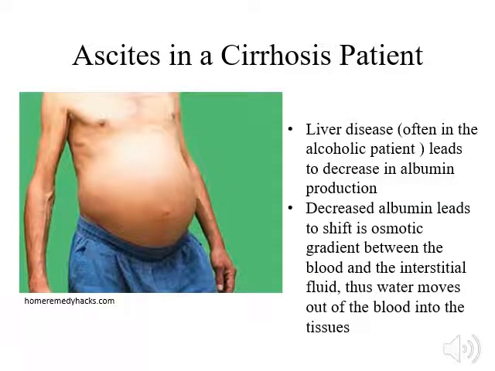The importance of proper osmotic pressure in the blood is nicely demonstrated by the cirrhosis patient. These patients suffer from significant liver disease and thus have a decreased amount of albumin production. The decreased albumin causes a shift in the osmotic gradient between the blood and the interstitial fluid, and thus water will move out of the blood into the tissues. And this will give rise to ascites that is seen in cirrhotic patients. So this is when our liver disease patients have a very enlarged stomach full of fluid that's leaching out of the circulatory system.